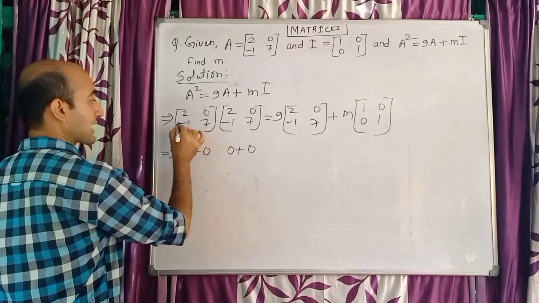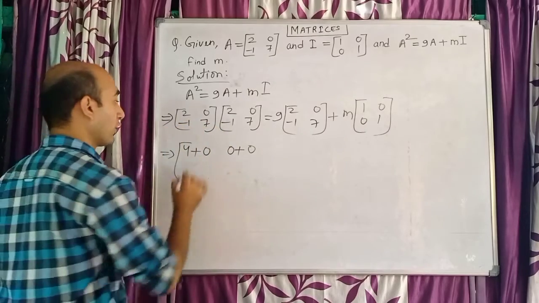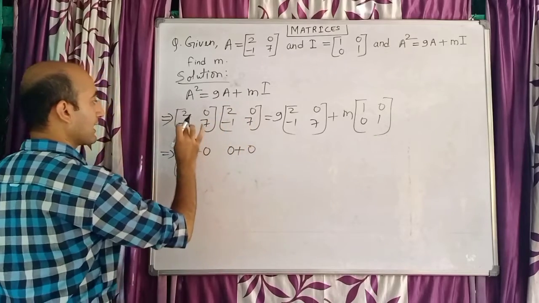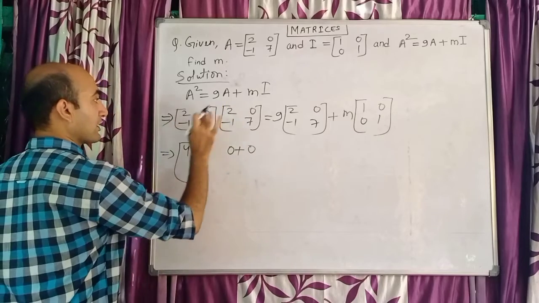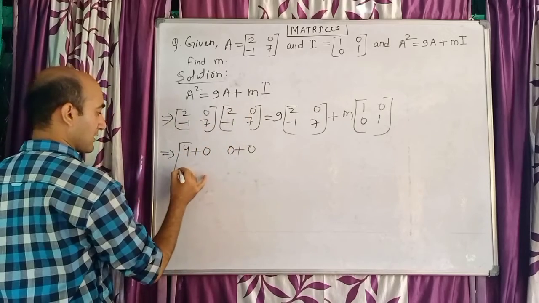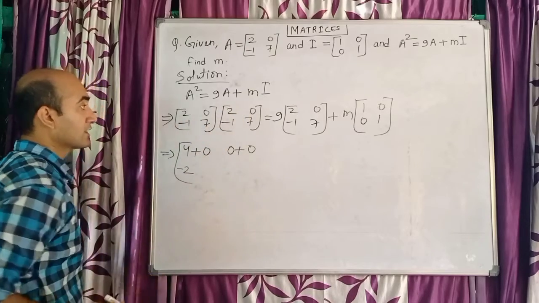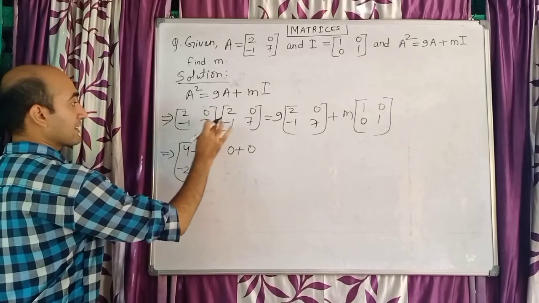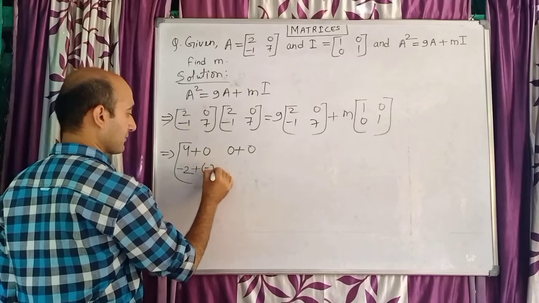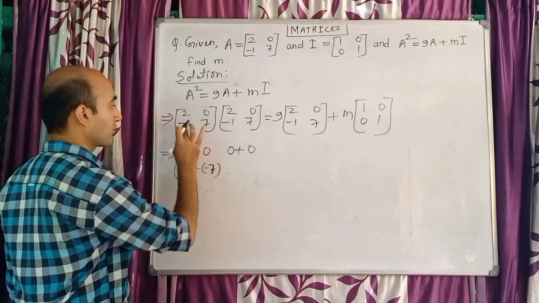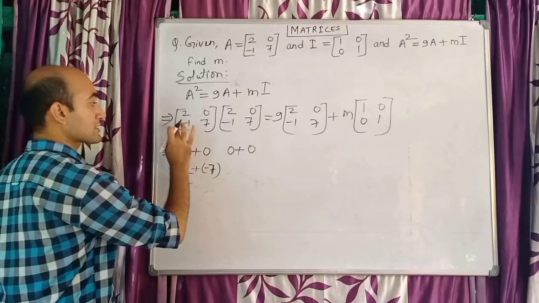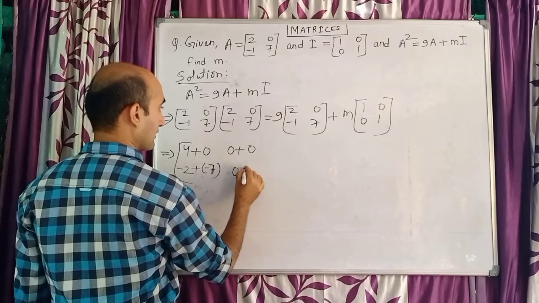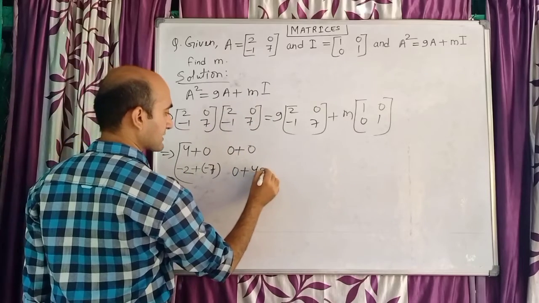Now it is time to take the second row, which will multiply with the first column, first with first, second with second. Minus 1 into 2 is minus 2. In the middle comes the plus; 7 into minus 1 is minus 7. Now the same second row with the second column: minus 1 into 0 is 0, plus 7 7's are 49, second with second.